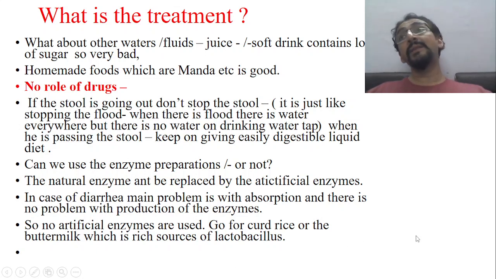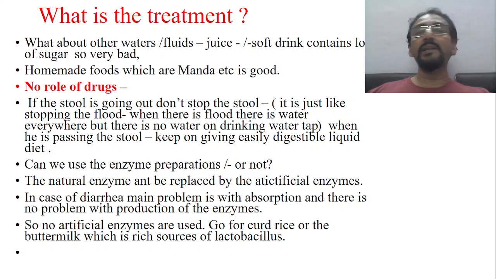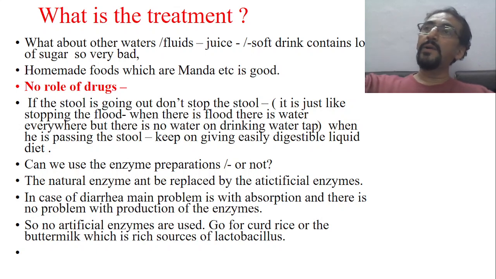Now another important question is, can you use some of the enzyme preparations or not? Contemporary science usually uses some of the enzyme preparations. What we are actually using is artificial enzyme preparations. This is what I told previously also. Enzymes are naturally produced from our body. By stopping the food intake, what you are doing is you are blocking the natural enzymes from production.